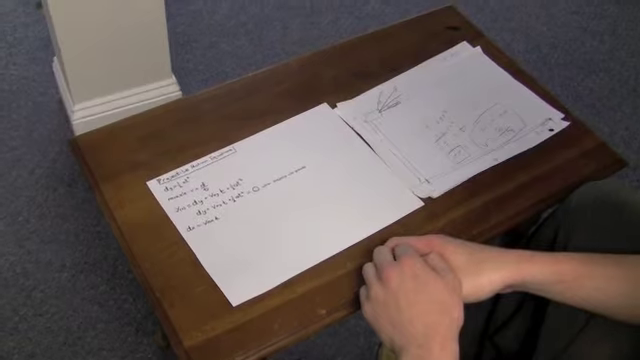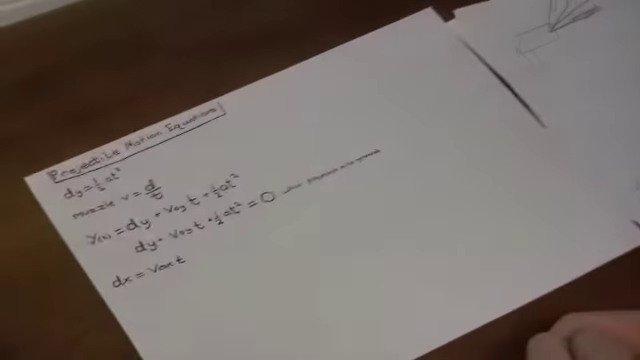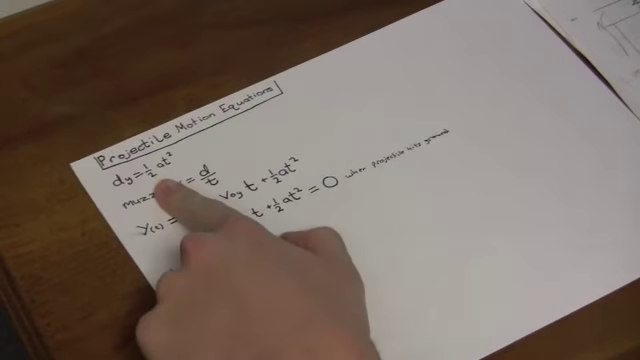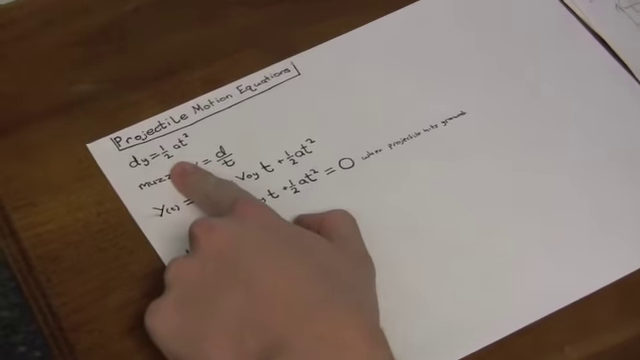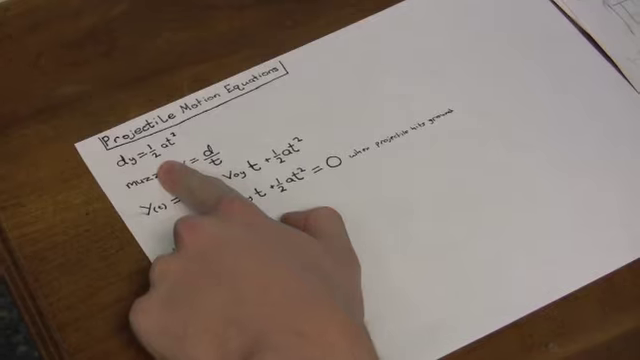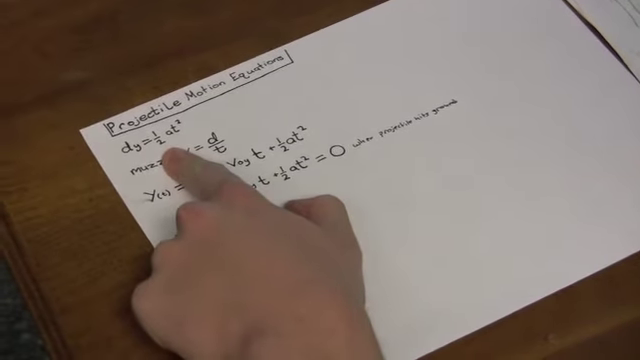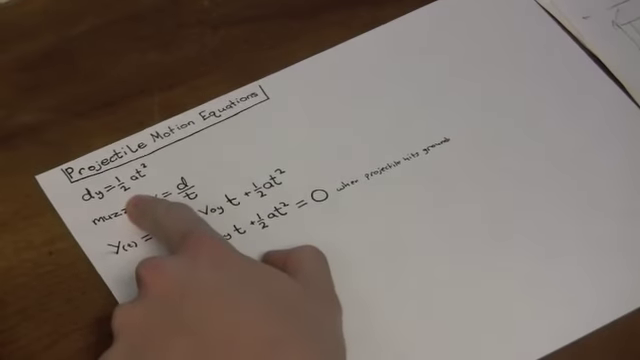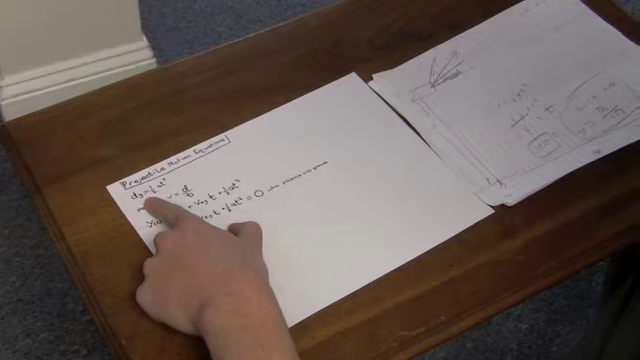Here are some important equations for figuring out projectile motion. This first equation, dy equals 1/2 at squared, helps us find out the time that the projectile is in the air when launched at 0 degrees. dy is the height at which the projectile is launched.